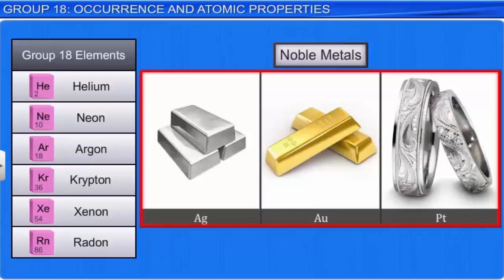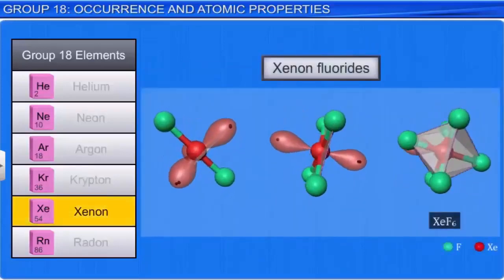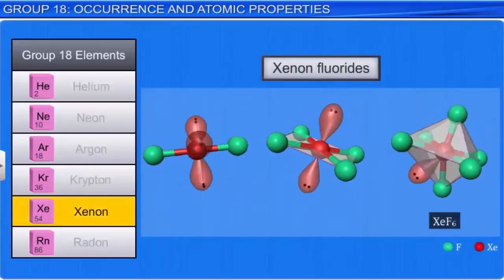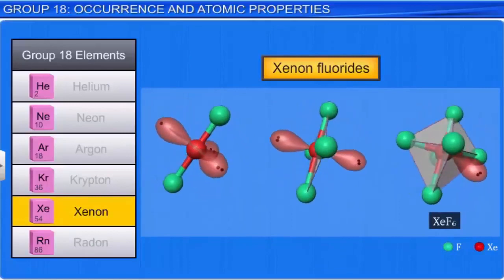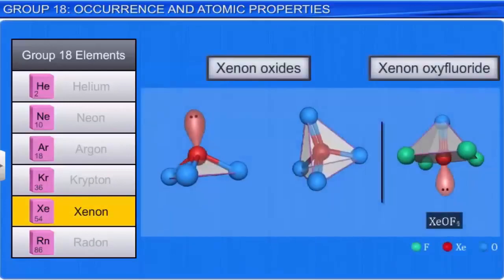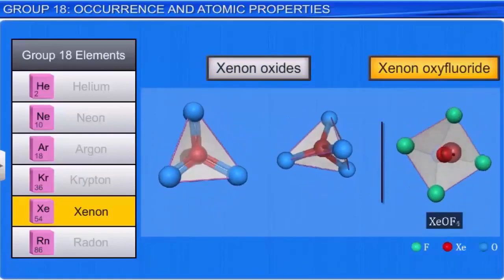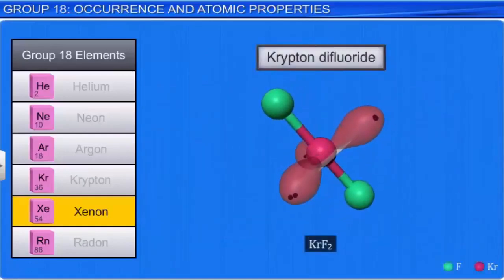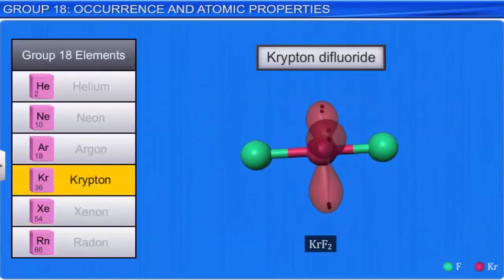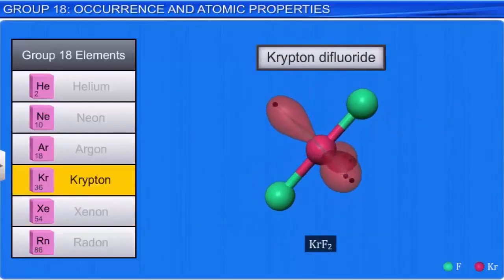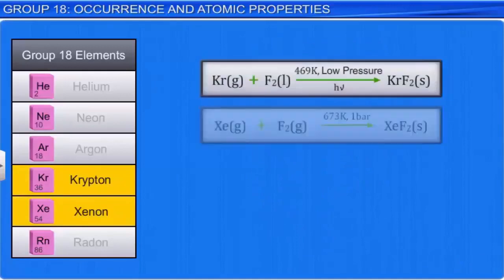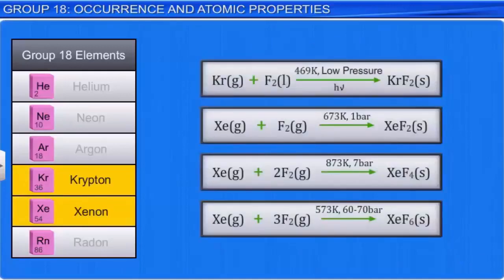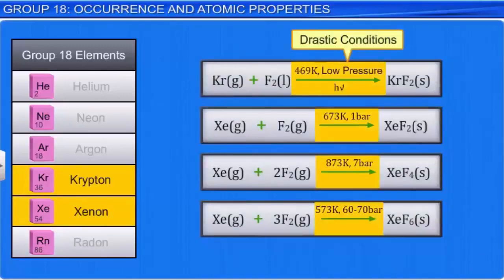However, compounds of xenon, such as fluorides, oxides and oxyfluorides, and fluorides of krypton are known. These compounds can be prepared only under drastic conditions at high pressure and temperature.